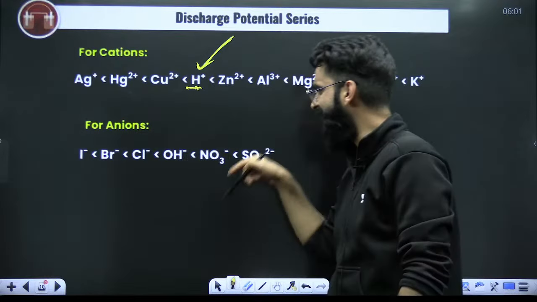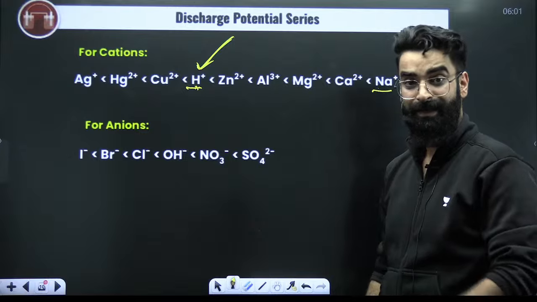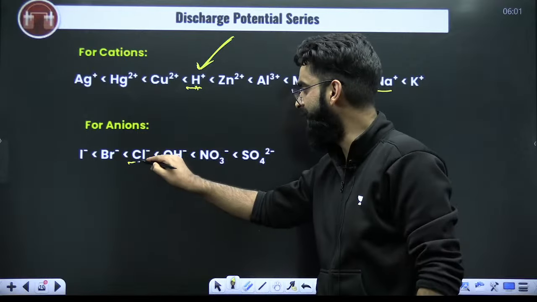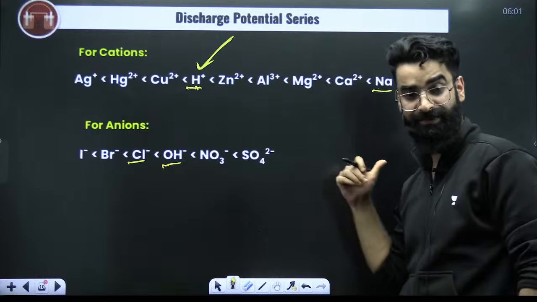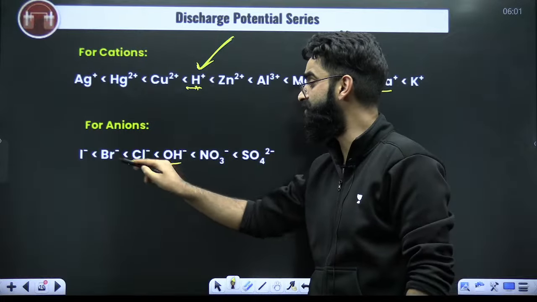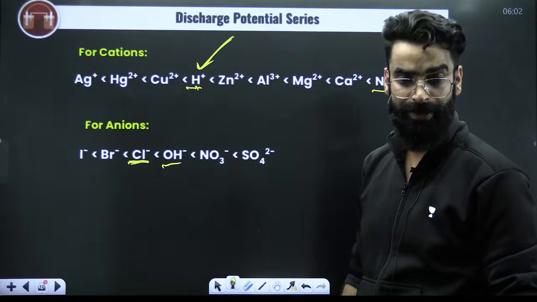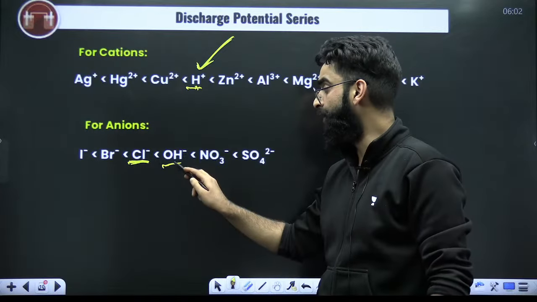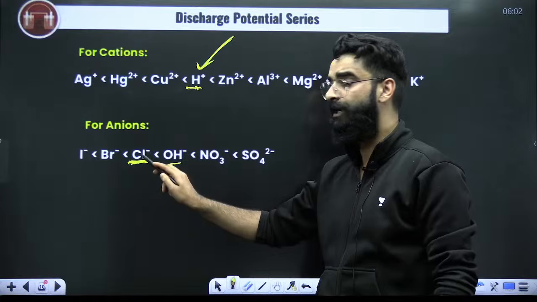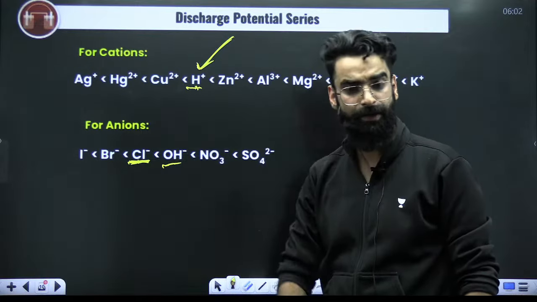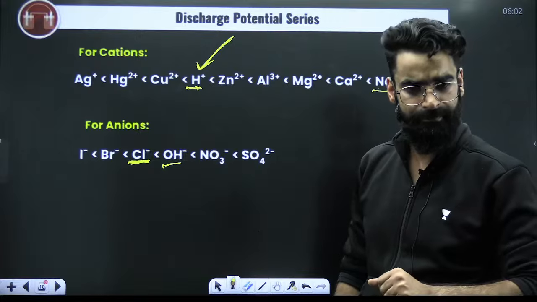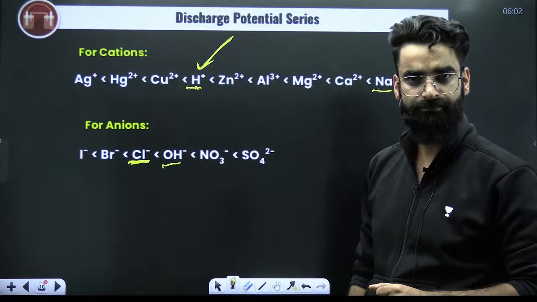Similarly, if you look at the anions, in the case which I gave you a few minutes back, aqueous NaCl, there were Cl negative ions and OH negative ions. Now, among these two ions, which one has got lesser discharge potential? It is Cl negative. So Cl negative will undergo oxidation at anode. As simple as that. Correct?